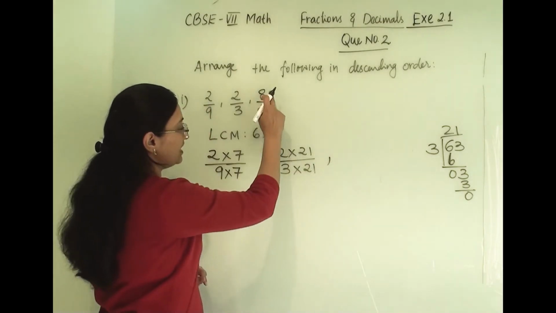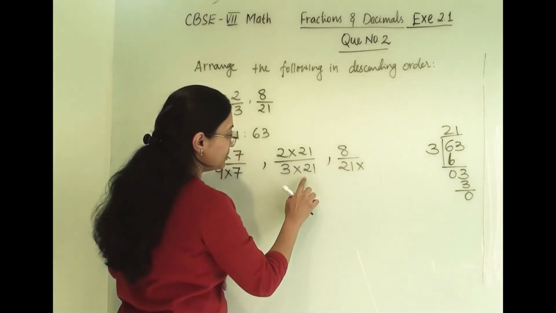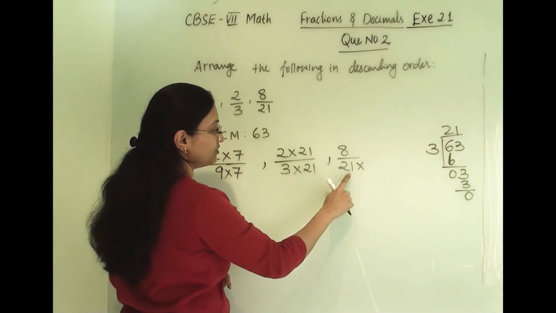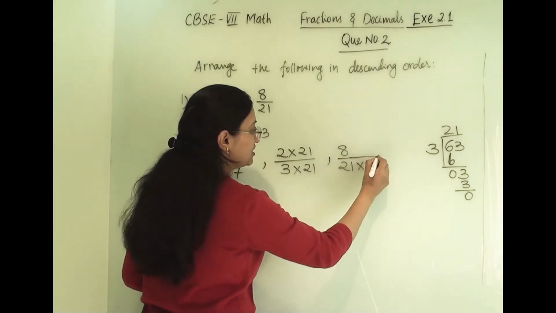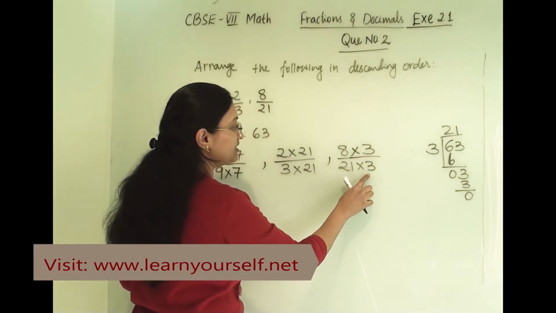Now next, 8 divided by 21. So here we have multiplied 3 into 21, so we got 63. So here 21 we will multiply with 3 and we will get 63. So above and below we will multiply with 3.